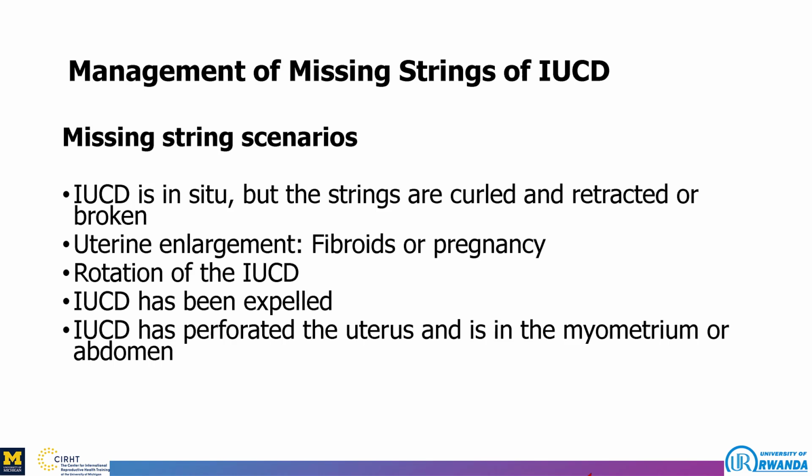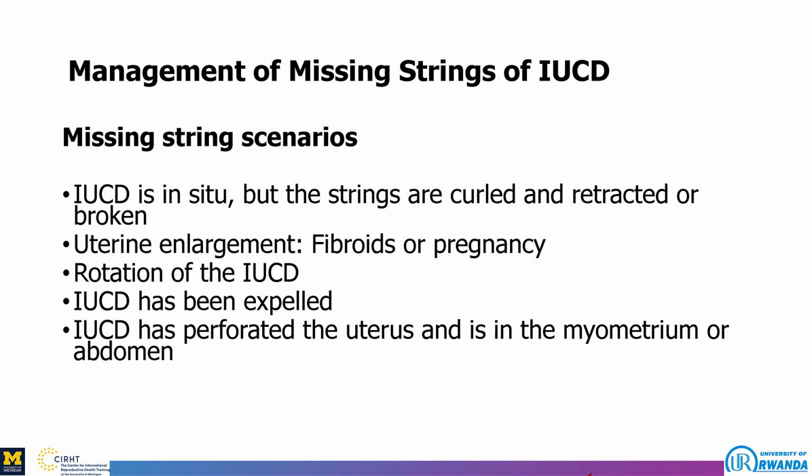Now let's see how we can manage the different types of events or adverse effects that may arise due to the use of the intrauterine contraceptive device. The first one we are going to look at is the missing string. I have set some scenarios or situations that may be due to missing strings. For example, the device is in situ but the strings are coiled, retracted or broken. What can we do?